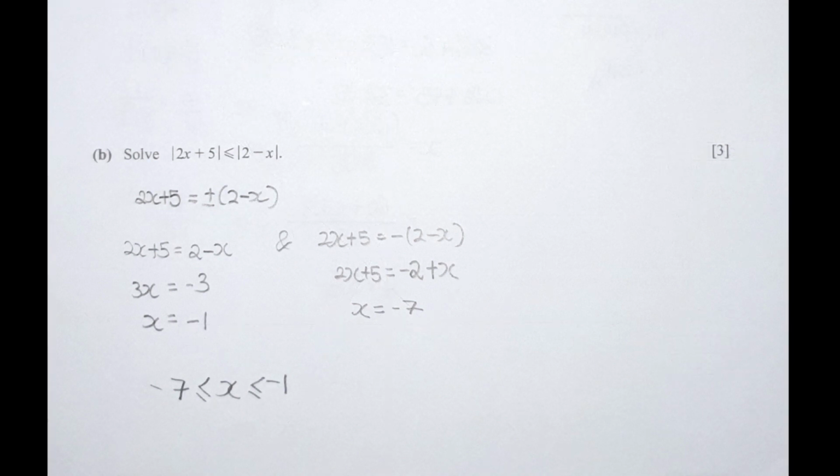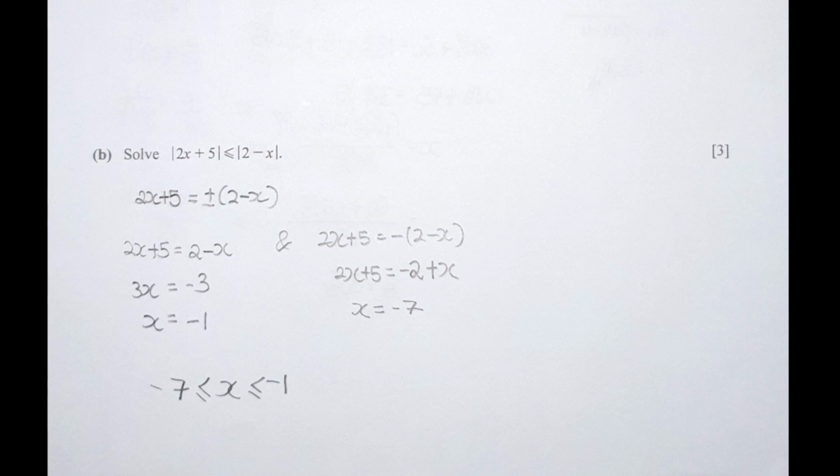As for part B, both sides have a modulus function. Okay, so nothing complicated about this. You're required to look at the front part first. So we have the modulus function of 2x plus 5. Since everything inside is positive already, you're required to do nothing over here.